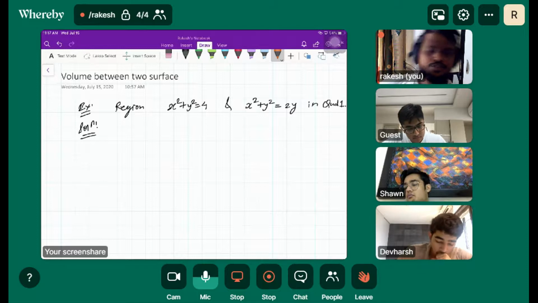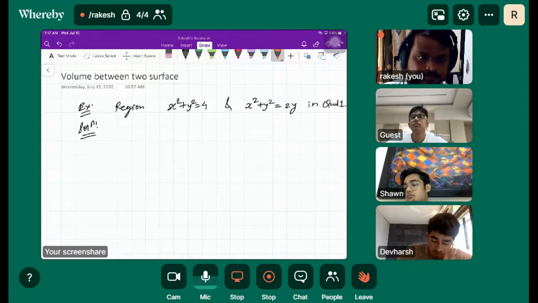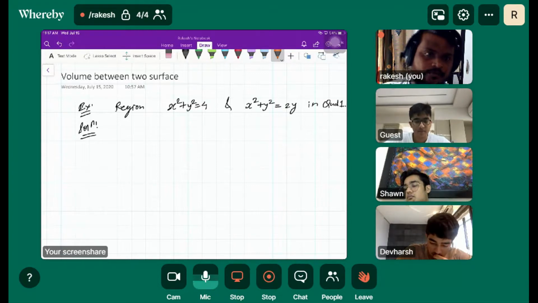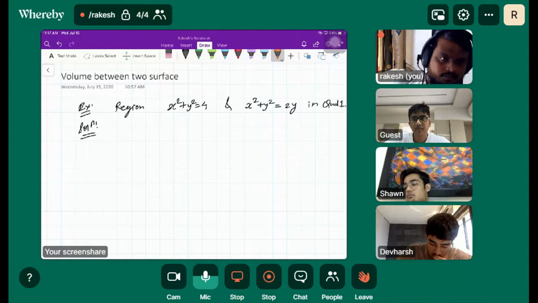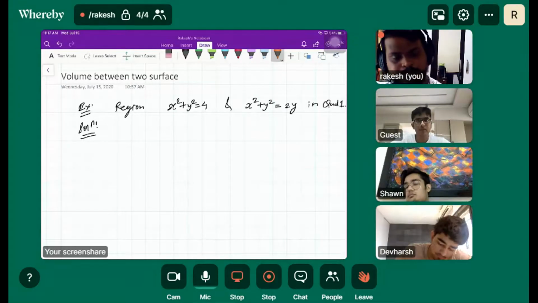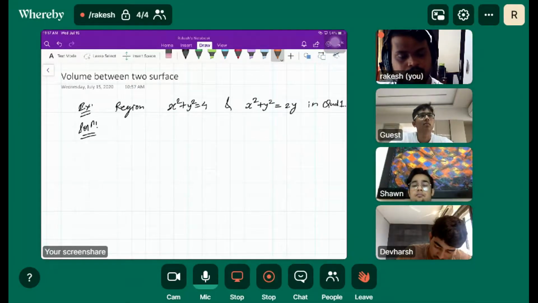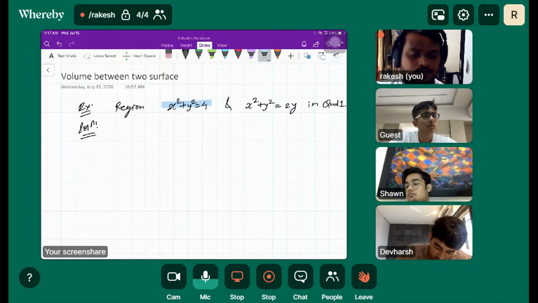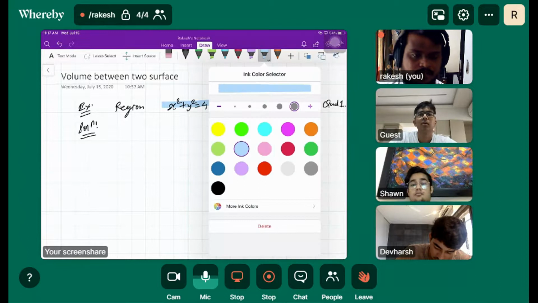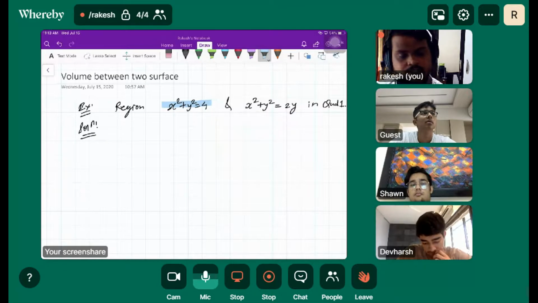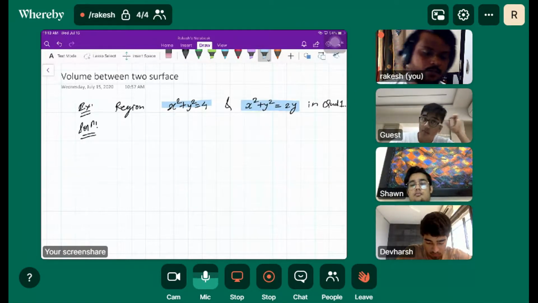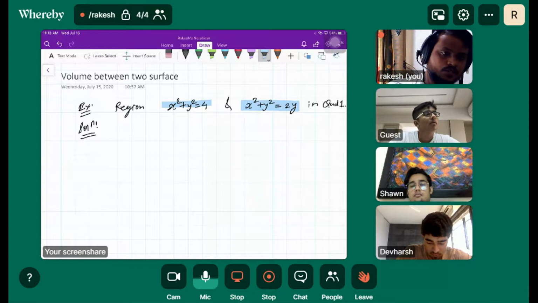What is your first approach to set up this integral? Rough sketch, right? Yes, we'll draw these curves. So what is this? X square plus y square is equal to 4. What type of curve is this? Circle, radius 2. What about this? X square plus y square is equal to 2y. What is that?